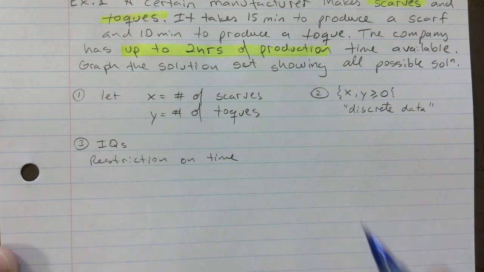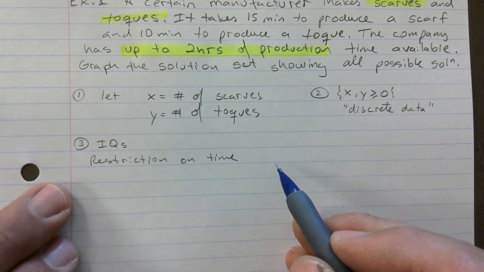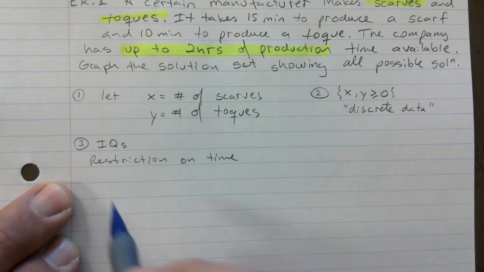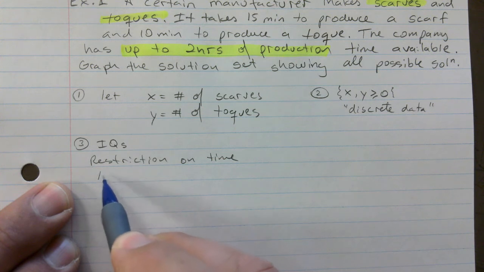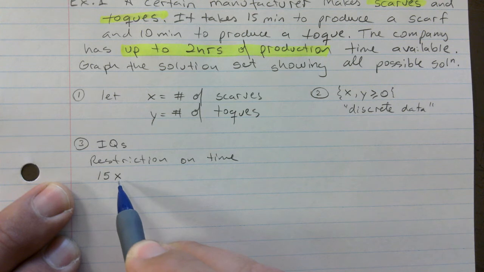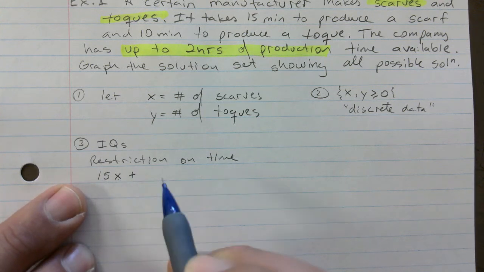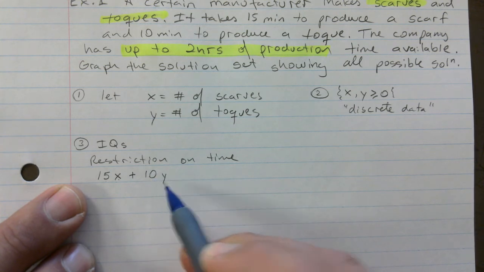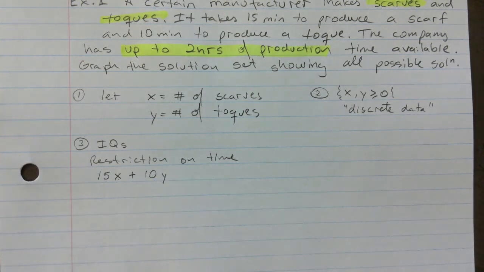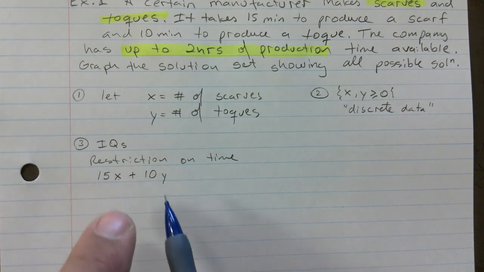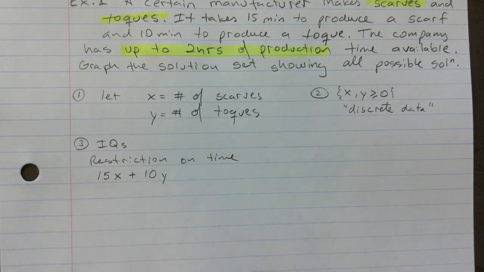And there should be an inequality for that. We know that it takes 15 minutes to produce every scarf, and it will take 10 minutes for every toque you produce. So this statement, if you were to plug in the number of scarves and toques you made, would give you the total number of minutes you used to produce them.